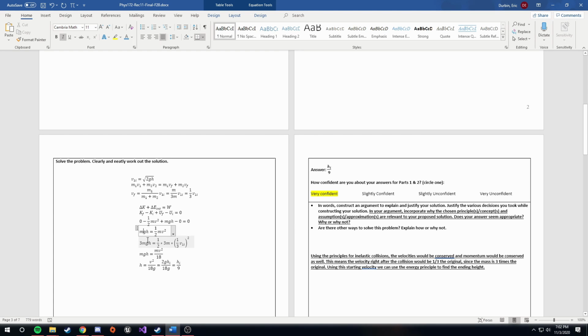For the mass, I substituted in 3m. I did that here as well. For velocity, I substituted in the previous velocity, 1/3 times v1 initial, so that's 1/3 v initial squared. Doing some algebra, I simplified down. I divided out the 3 to get v squared over 18 equals mgh. And solving for h, which is what we want, I got v squared over 18g.